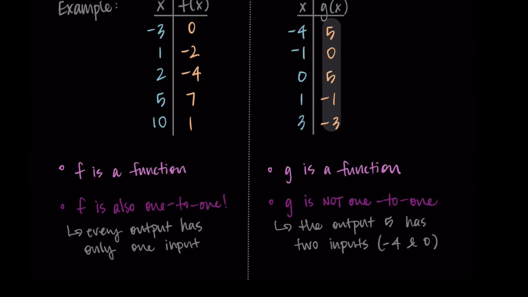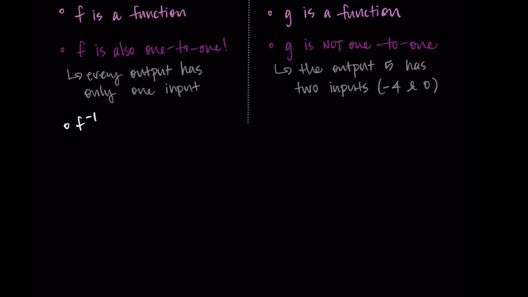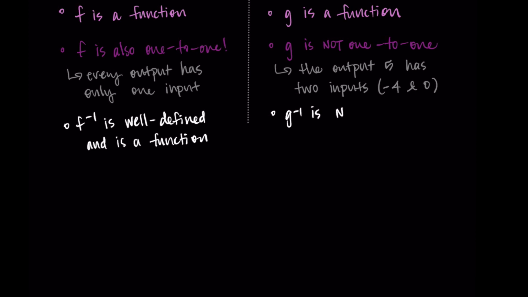So because f is a 1 to 1 function, we would say that f inverse is well defined, meaning everything is going to work out well, and it is also a function itself. So the function f and its inverse are both functions. But g inverse is not well defined because it doesn't have this property of being 1 to 1, and it's not a function. So this is because that output of 5 for the original function had two inputs. So g inverse is not going to work in the way we want it to. It's not well defined and it's not a function.